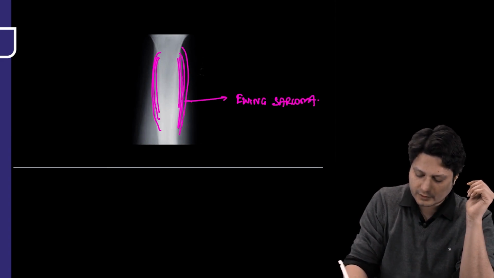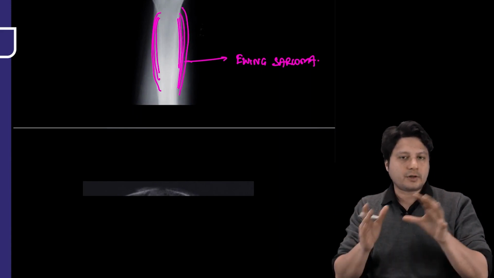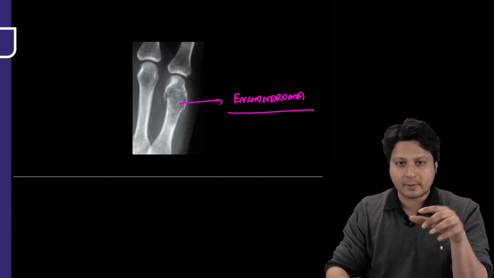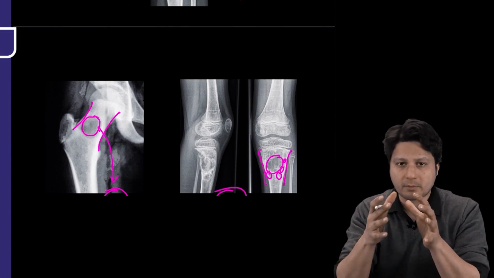All right. So this is again much easier for you to identify. The location of the tumor is also very important. In the case of enchondroma, it is a metaphyseal tumor, so it will appear in the metaphysis. In the case of simple and aneurysmal bone cyst, both of them are metaphyseal.